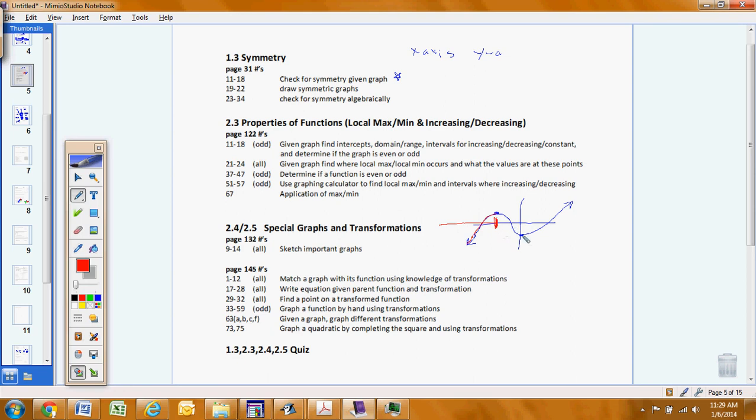It's also increasing from here to here. So the interval where it's increasing would be, it looks like, 0 all the way out to infinity. So increasing from negative infinity to whatever that is, and from 0 to infinity, we'd write that as a union.